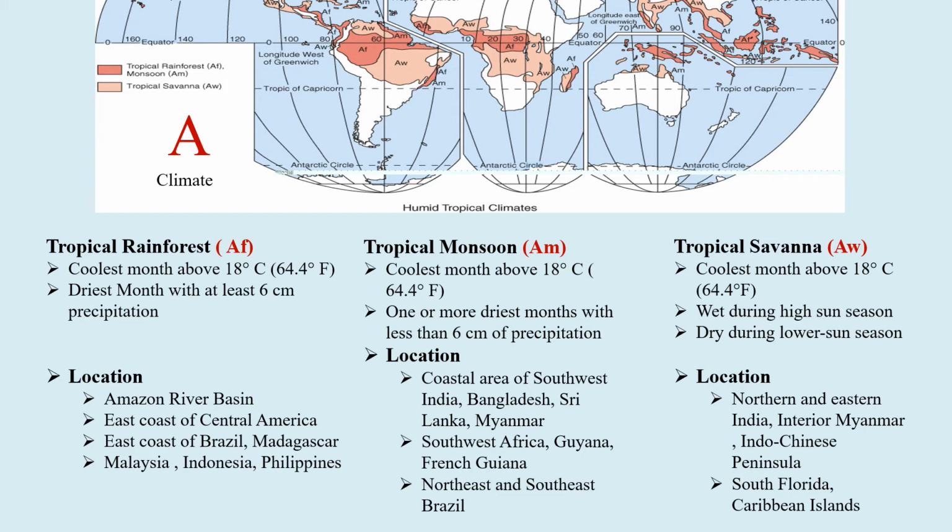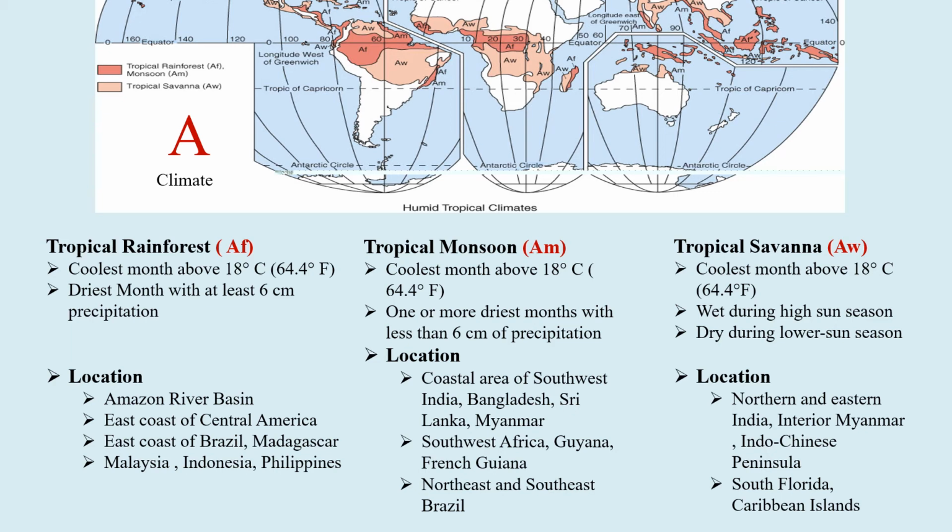In terms of the temperature, if we look over the slide, in an A climate the coldest month's temperature would be 18 degrees. So we can say the average temperature of an A climate is always higher than 18 degrees centigrade. And the second one, the driest month has at least 6 centimeters of precipitation. That means any month's average rainfall would be more than 6 centimeters for tropical rainforest.